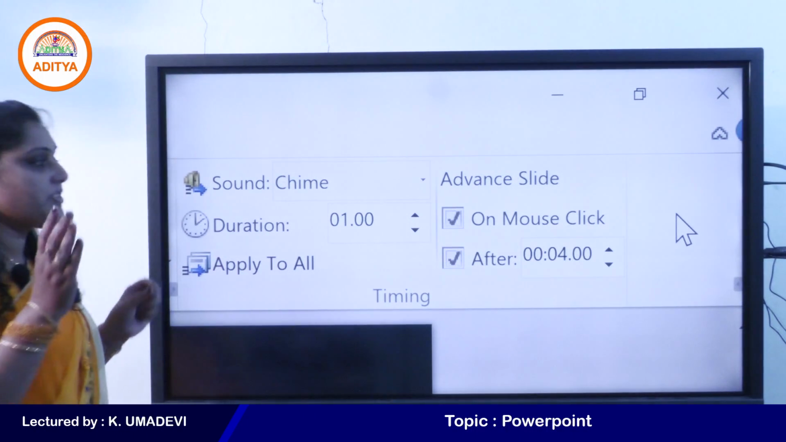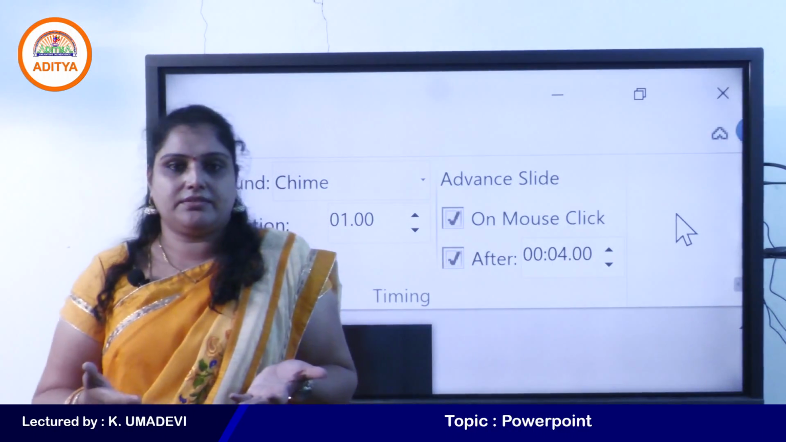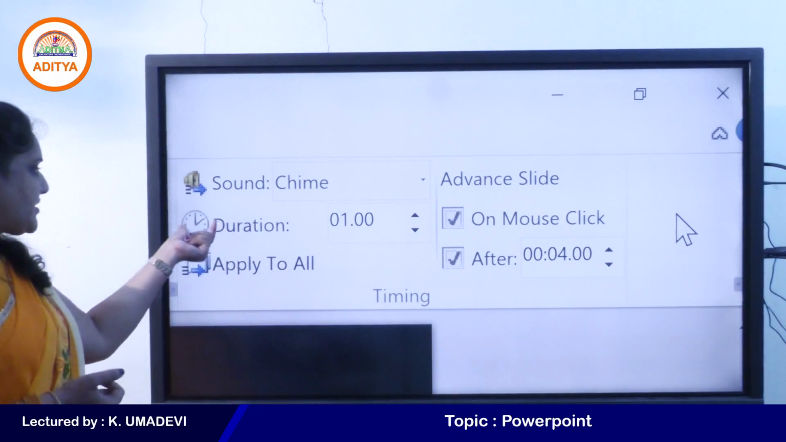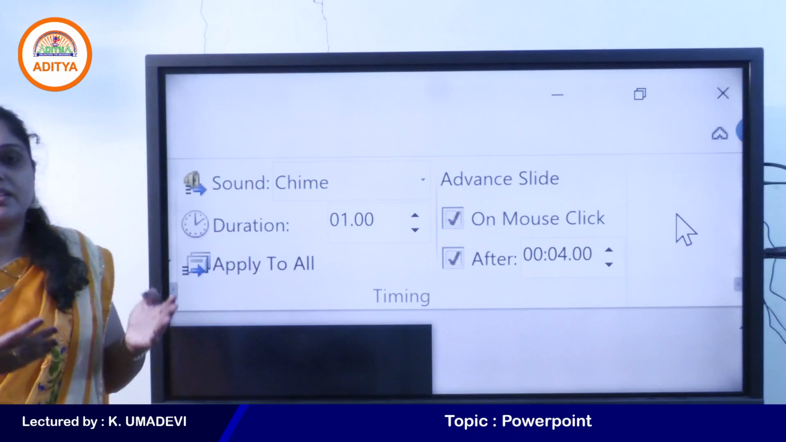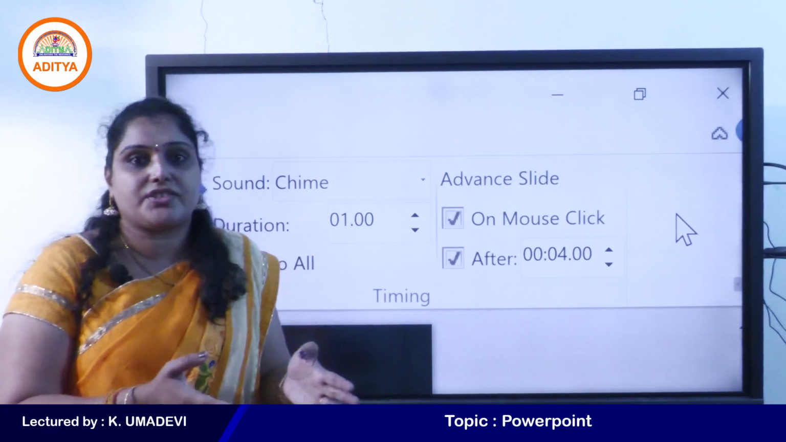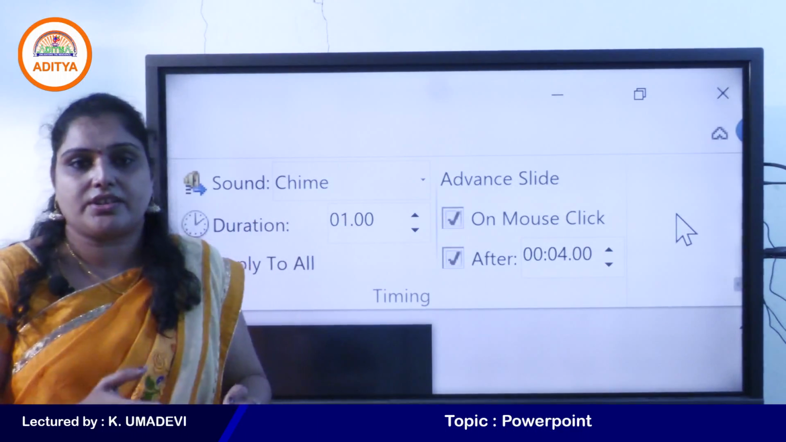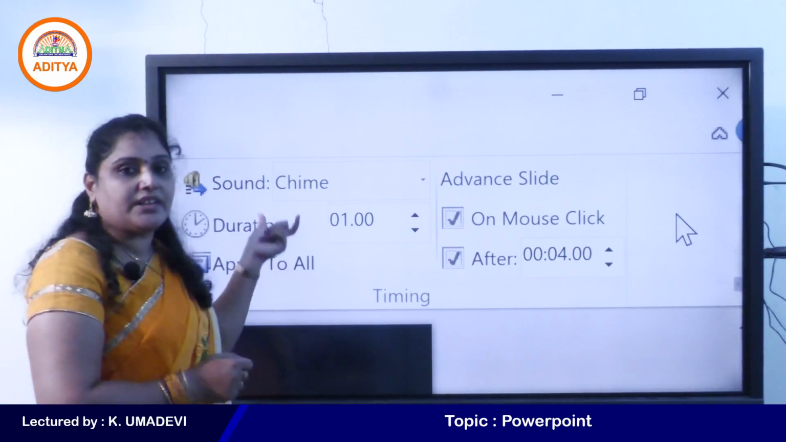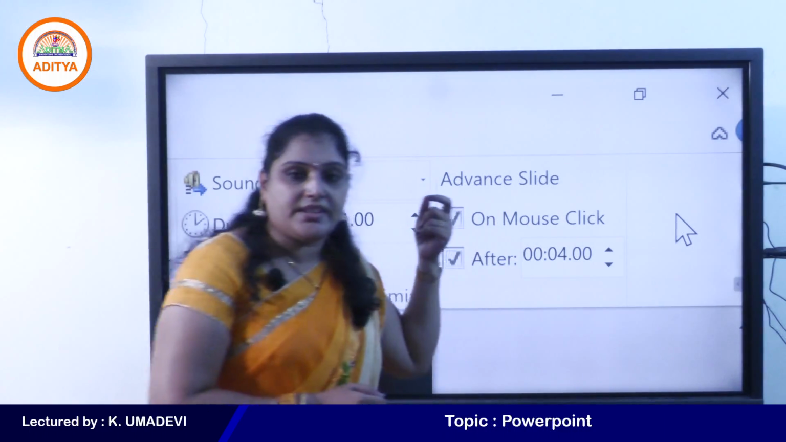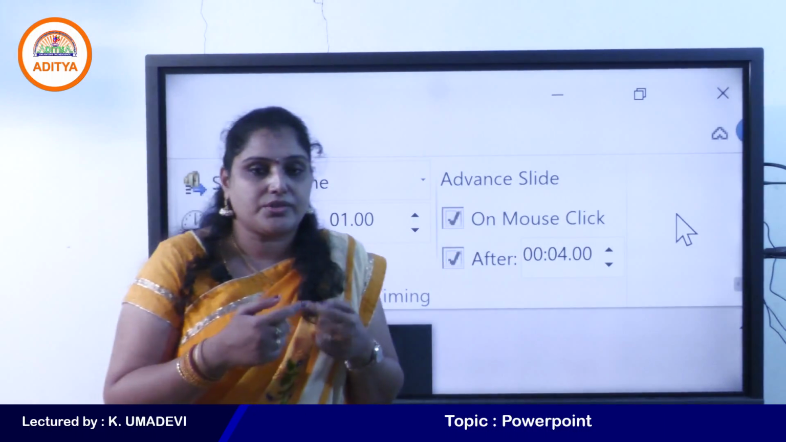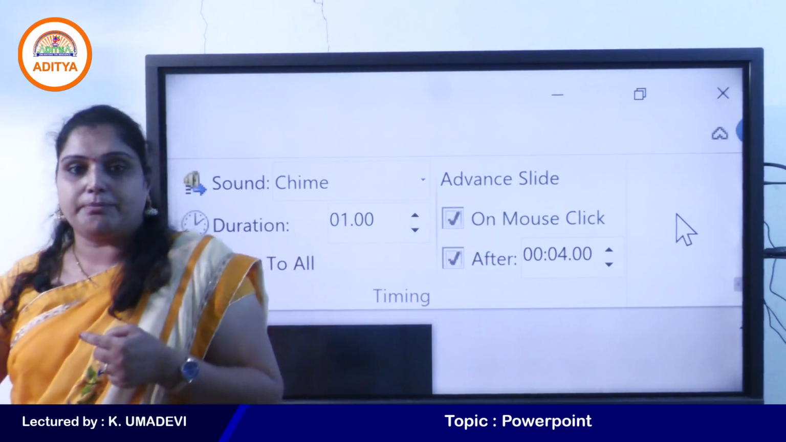So you can use timings to run the slideshow automatically. Here, the transition duration will tell the slide how long the transition effect will last before the next slide appears. The length of the transition is specified by duration, which is 1 second, and after is a time period used to move the slides during a presentation without doing it manually.